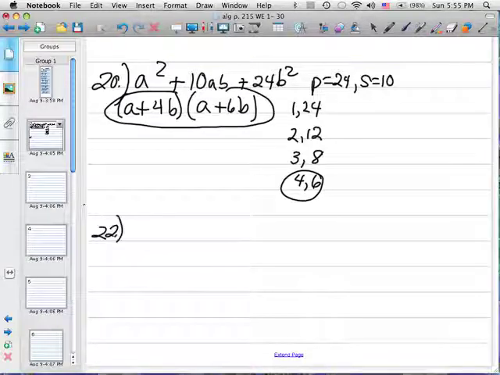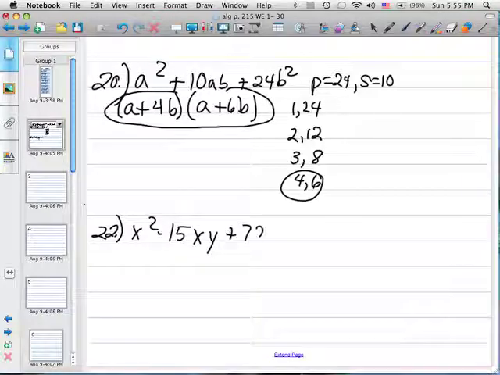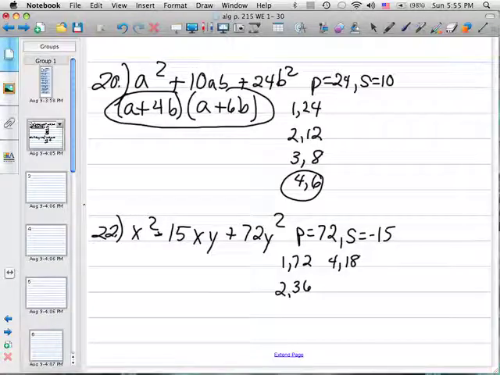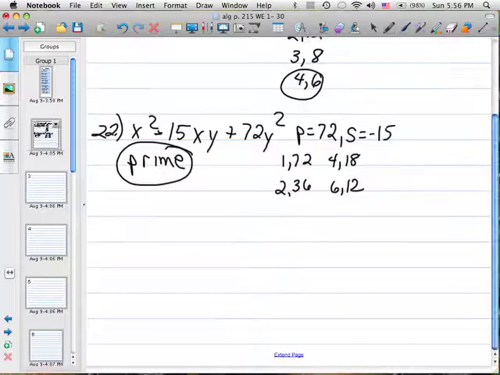Number 22, you have x squared minus 15xy plus 72y squared. So it's in decreasing order, and the product has to be 72 and the sum negative 15. So two numbers add up to negative 15. 1 and 72 do not work. 2 and 36. 4 and 18 do not make that, and we're already past, we get to 6 and 12, we've gone too far. So it's prime. No pairs work.